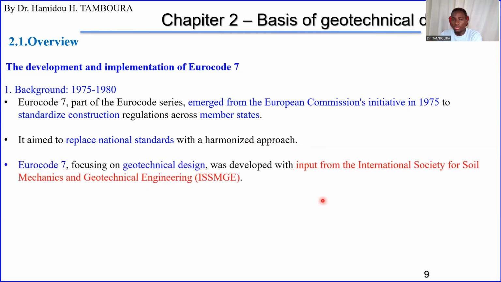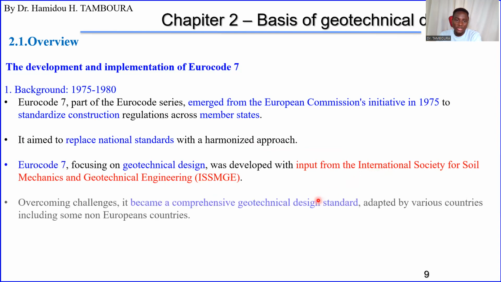So this Eurocode 7, which is about geotechnical design, was developed with the input of the International Society for Soil Mechanics and Geotechnical Engineering. Maybe you know about this. They have a journal also. So they did the first part, but they didn't finish it. Overcoming a lot of challenges, it became a comprehensive geotechnical design standard adopted by many countries, including also non-European countries.